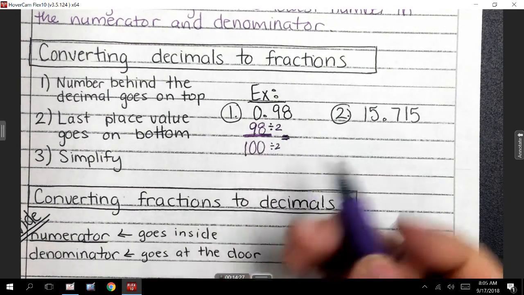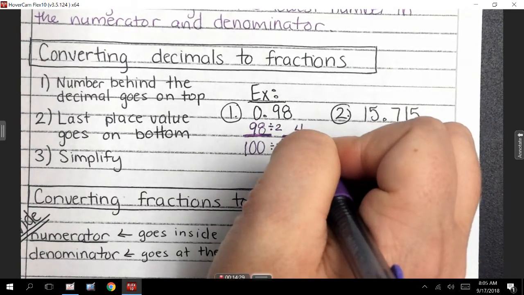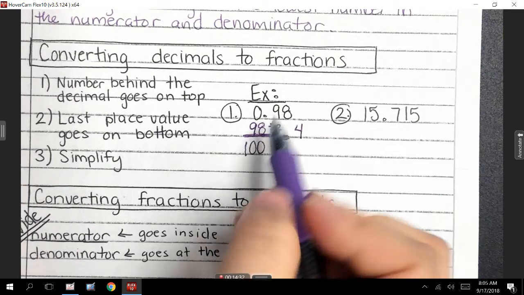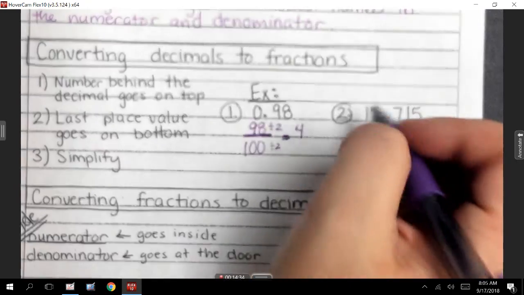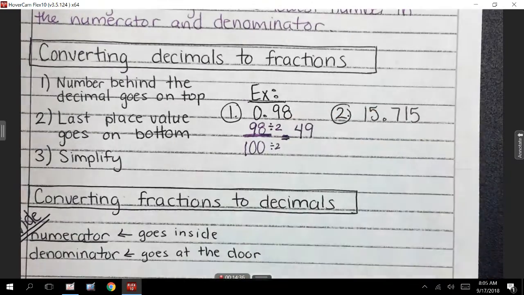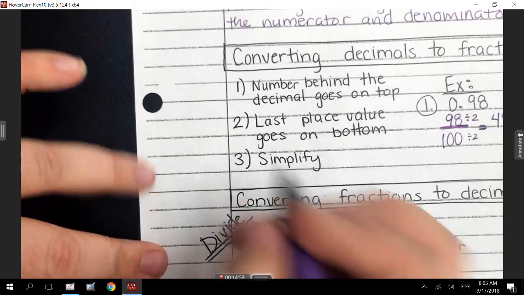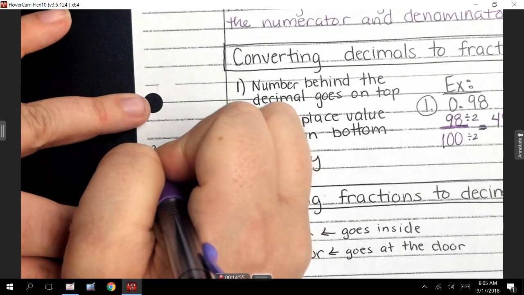I know 2 goes into 9 4 times. When I have that 1 left over, that makes that an 18, and 2 goes into 18 9 times. So that's how I got 49. 2 goes into 18 9 times. 9 times 2 is 18. All right. Again, guys, it sounds like some of us are like, okay, whatever you say, Miss Sawyer.